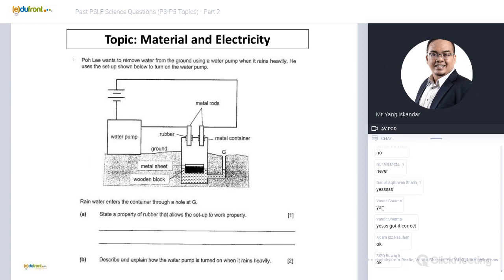Polly wants to remove water from the ground using a water pump. When it rains heavily, he uses the setup shown below to turn on the water pump. State a property of rubber that allows the setup to work properly, and describe and explain how the water pump is turned on when it rains heavily.